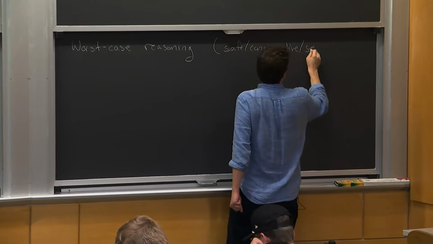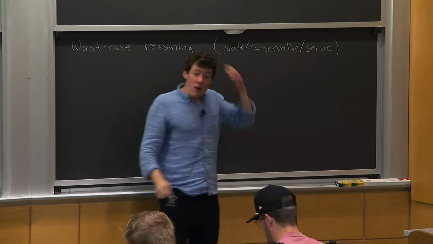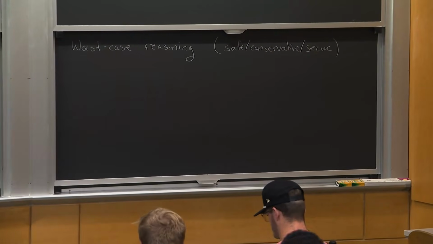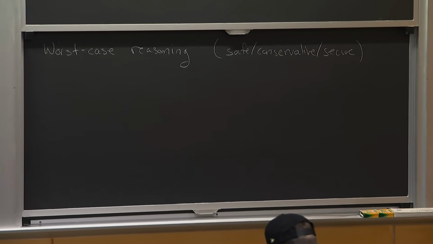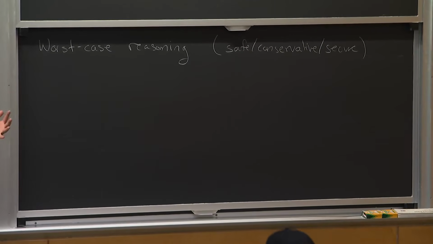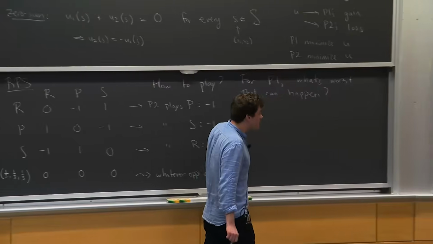What I want is to find a way to play in the game so that whatever my opponent does, I'm guaranteed to do pretty well. So I'm interested in what payoff I can guarantee even in the worst case, no matter what my opponent does. So let's introduce this idea formally in a more general case beyond rock, paper, scissors.